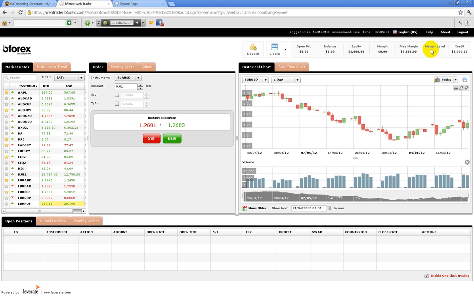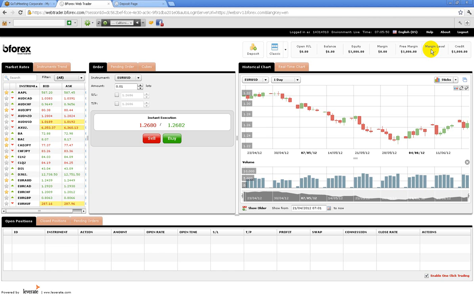Now, the solution to the margin level is very simple. Open a maximum of 2 positions whenever you have an amount of money of $100. Now, if you want to open more than 2 positions, all you need to do is to either add money to your account or open very small positions.